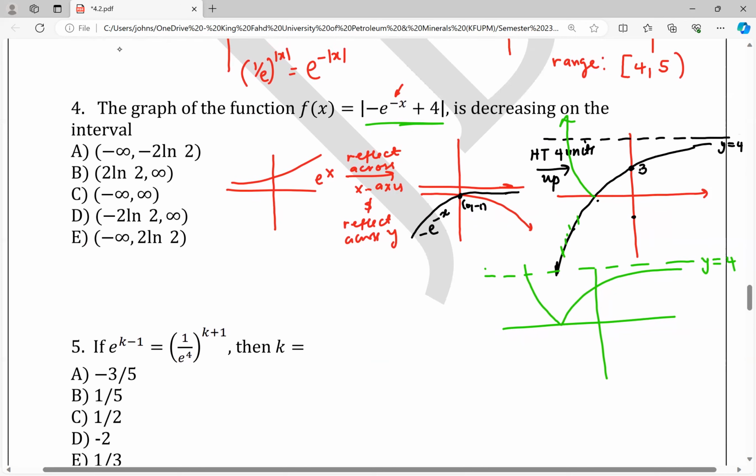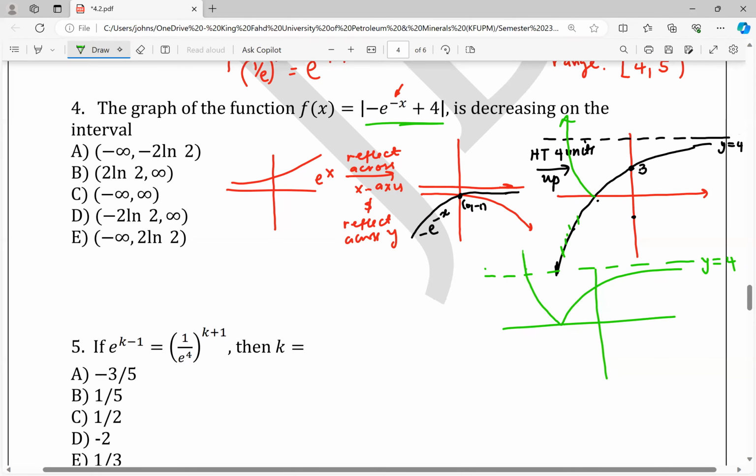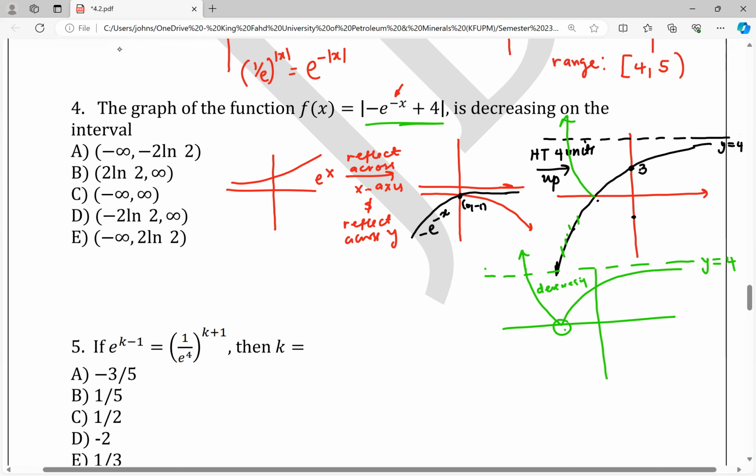But the question is asking where the function is decreasing. So as you can see, the function will be decreasing from here until it gets to this point. Then here it will start increasing. So this line is our decreasing part. But we need to know what this point is, which is actually the x-intercept. So we can find the x-intercept.